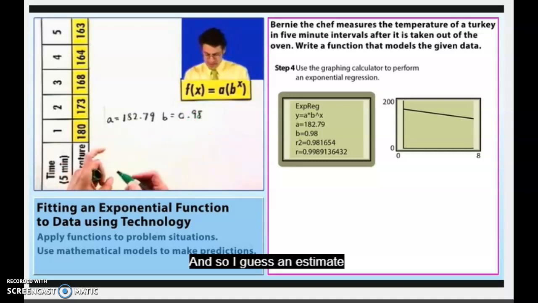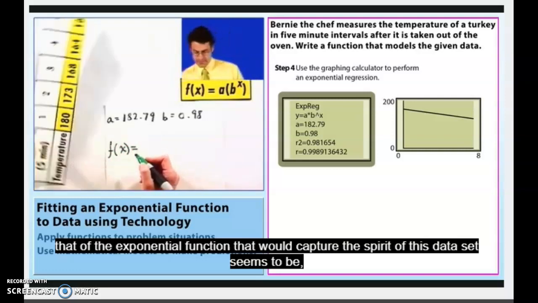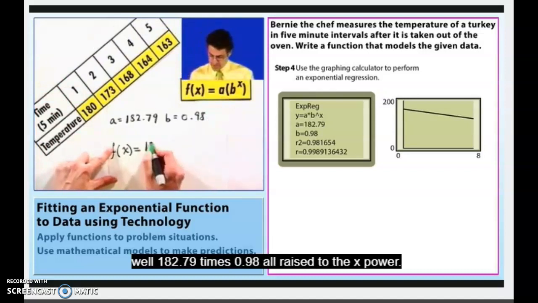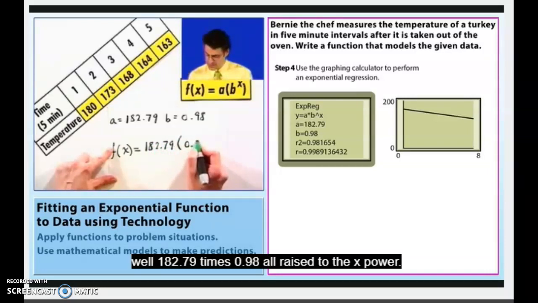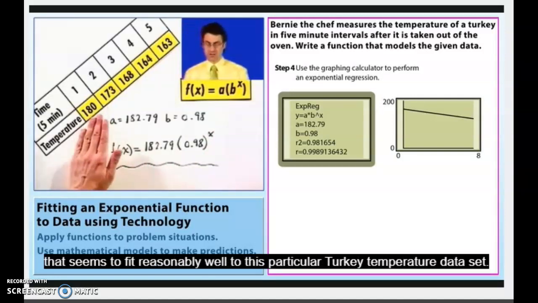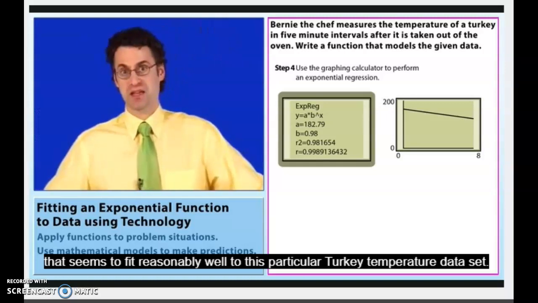And so a guess, an estimate of the exponential function that would capture the spirit of this data set seems to be, well, 182.79 times 0.98, all raised to the x power. And so here's an exponential function that seems to fit reasonably well to this particular turkey temperature data set.